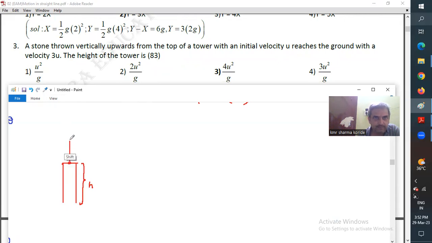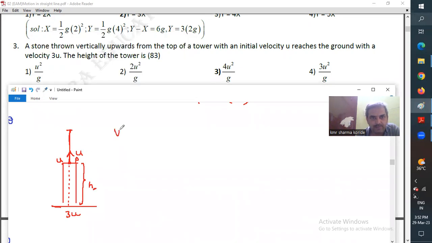Thrown vertically up with initial velocity u. Anyhow it moves down. When it again crosses the same point, it possesses the same velocity. So because the body travels along a straight line only, when it reaches the bottom of the tower, it possesses velocity 3u. So therefore, you need to find out h.